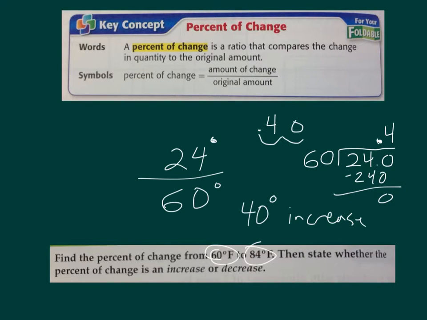Another way you could write that is this way. You do a positive sign and 40 degrees, so that would be an increase of 40 degrees. If it was a decrease, you do a negative sign, just like that.